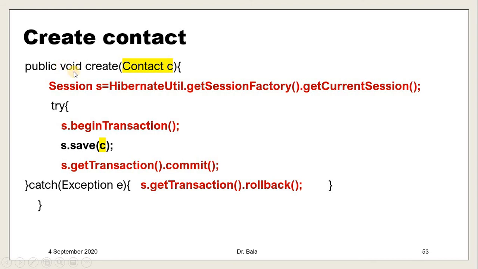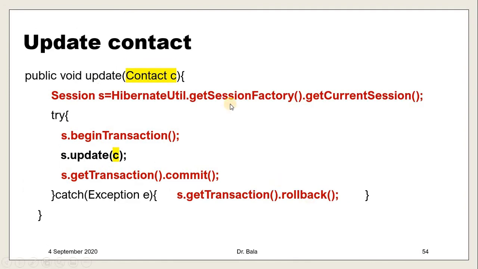If we want to create a new contact, for example, we are not going to return anything. We will just create a create method, in which we pass the contact class. As before, we prepare a session, begin the transaction, and using the session I say save. Save is a method which will save the contact. I take the argument object name C. C will be saved here, and we commit the transaction. Any problem, we roll back. So it's very easy to work.